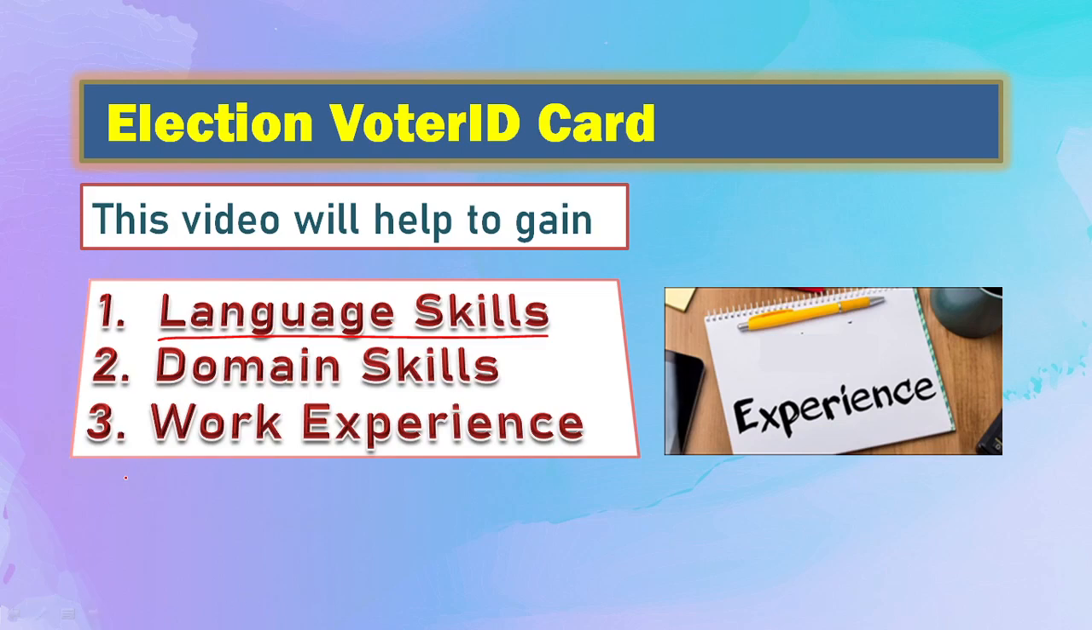Then you get a domain skill. The domain here is the election voter ID card. So how to do the project for election voter ID card? How do we collect the data? How do we store the data? What other things are important? How do we make a small project based on this particular topic? Whenever you're given a topic, we should know how to make the project for that.